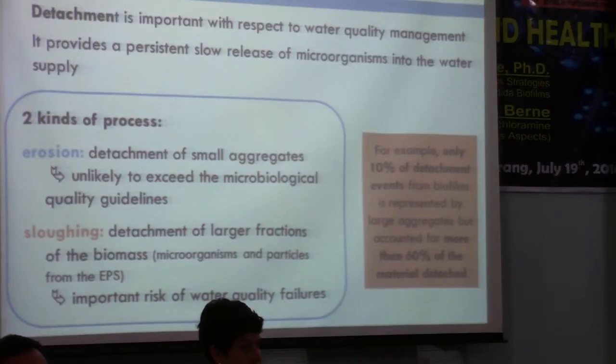And you have two kinds of process. First, the most frequent, erosion. It is detachment of a small quantity of biofilm, small aggregates, and generally there is no problem regarding the water quality guidelines. And another one is sloughing. This is the detachment of a larger fraction of the biomass, and generally it presents a risk for the water quality.